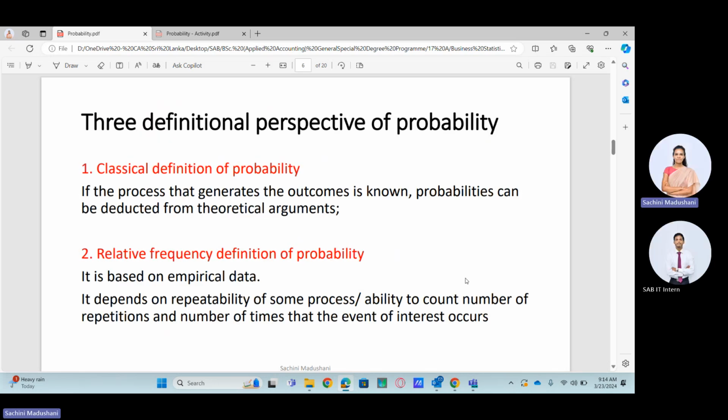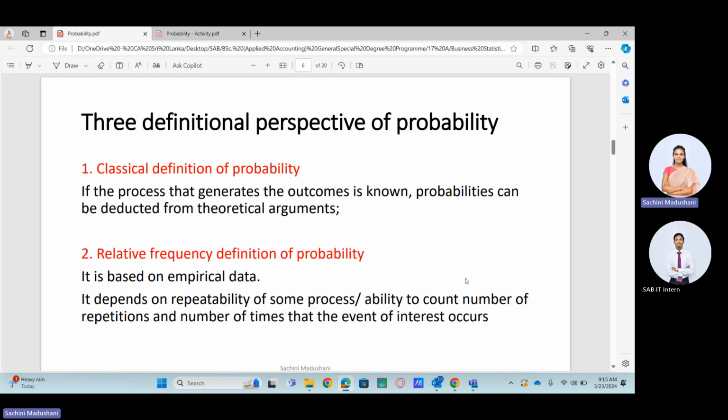Then in the probability lesson, there are three definitional perspectives of probability. Now you know probability is the numerical measure of uncertainty. The first is the classical definition of probability. It means we do not do any experiment; we can say what the probability is.